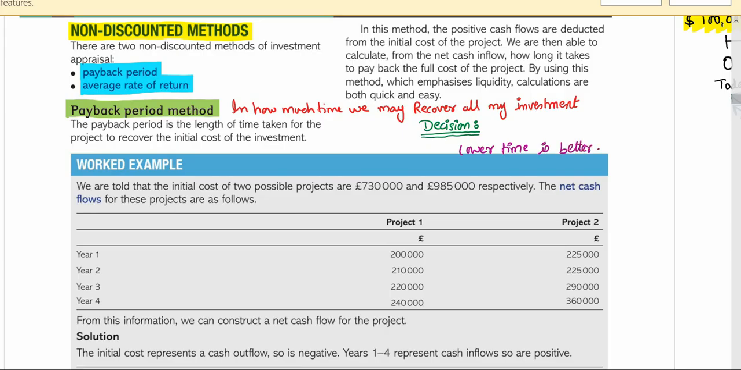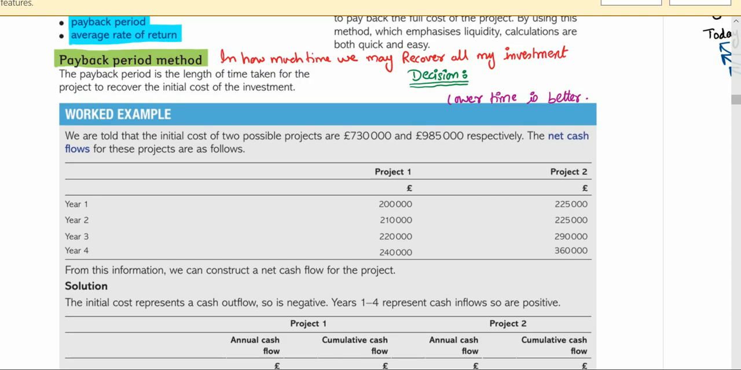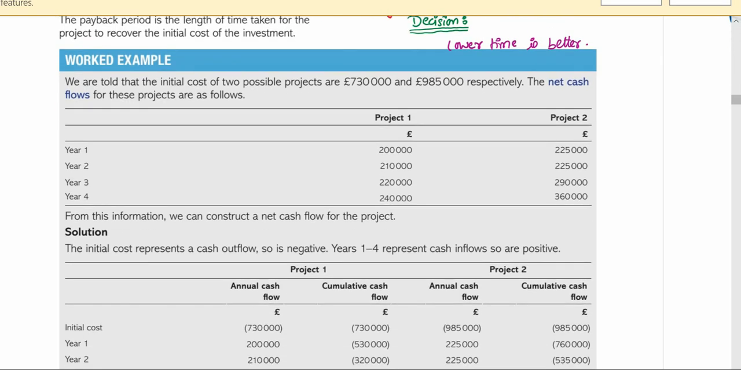And now the question is, how can we calculate the payback period, or how can we judge in how many years we can recover all my investment? Okay, so let's calculate the payback period by using this worked example. Now let's talk about the worked example.